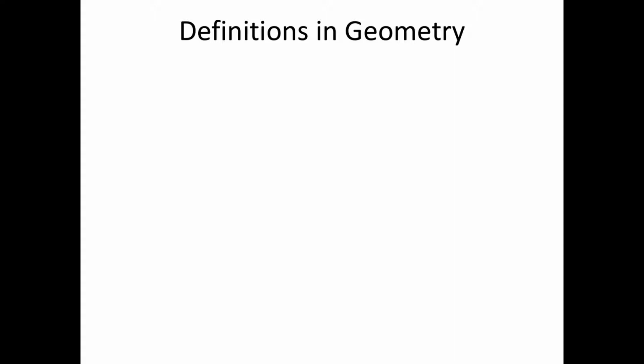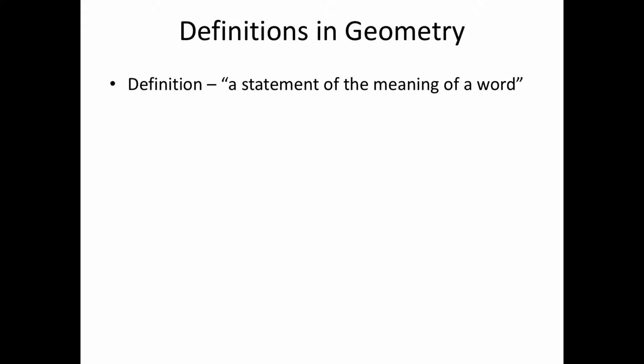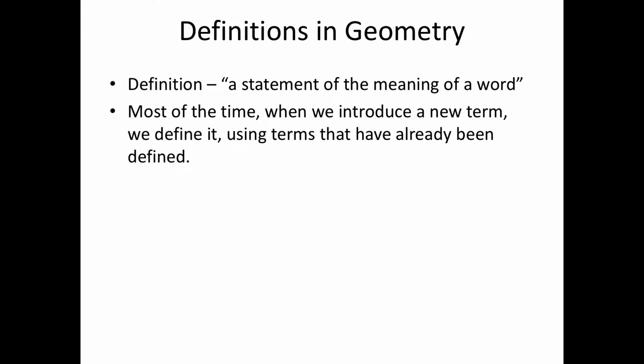Okay, so definitions, right? A definition is simply a statement of a meaning of a word. You all know that, right? It's what's in the dictionary. Okay? But most of the time, when we introduce a new term, we define it using terms we've already defined. Right? So if I say, what's a triangle? Hopefully someone could say, oh, a triangle is a shape with 3 sides. Okay, so we defined a triangle.